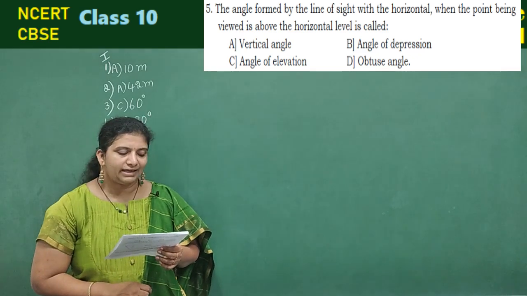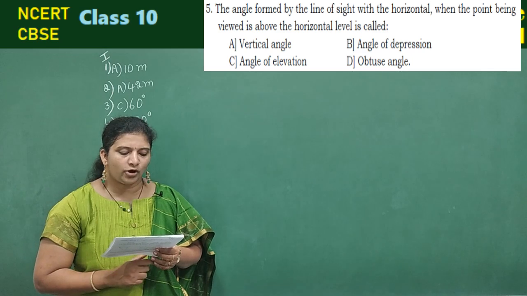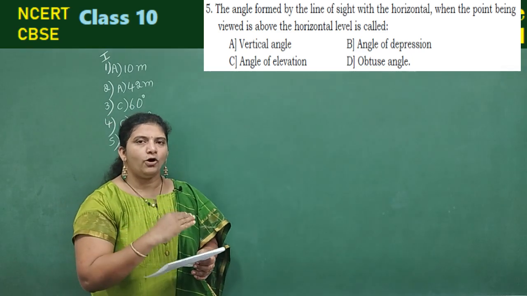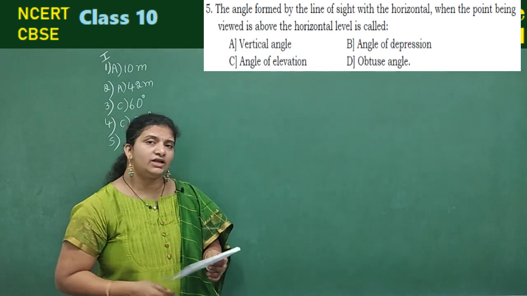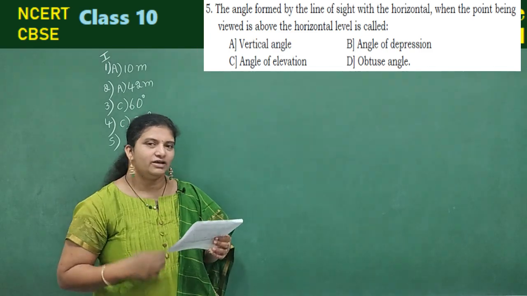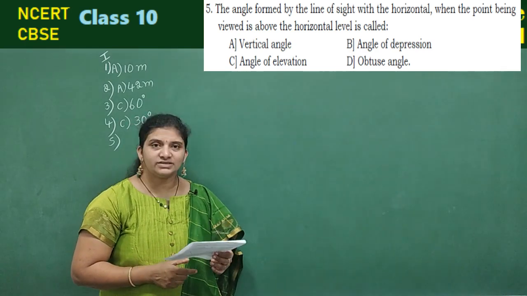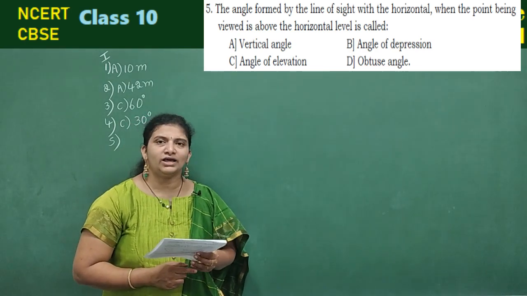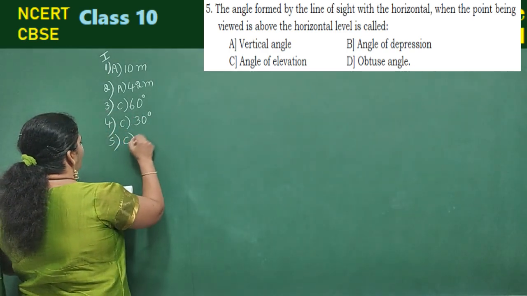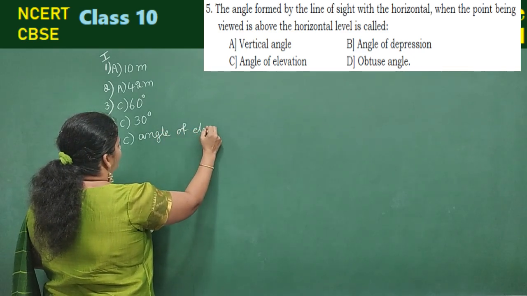Fifth one, the angle formed by the line of sight with the horizontal when the point being viewed is above the horizontal level. The point viewed is above the horizontal level, then what is that angle? Angle of elevation. Below the horizontal level, angle of depression. So for this question, what is your answer? Angle of elevation. Which option is it? Option C, angle of elevation.